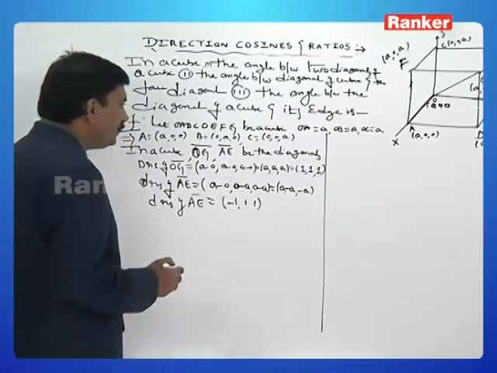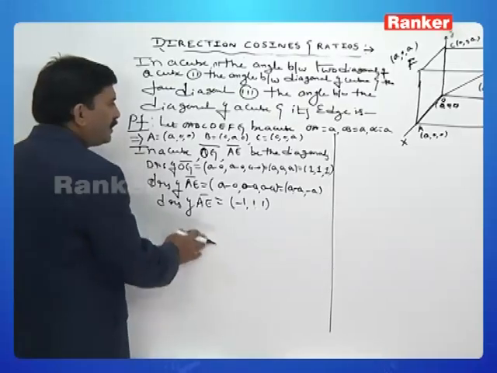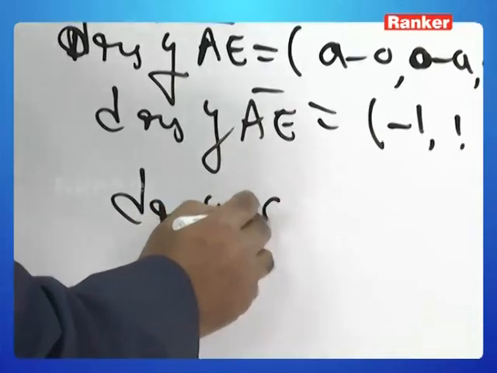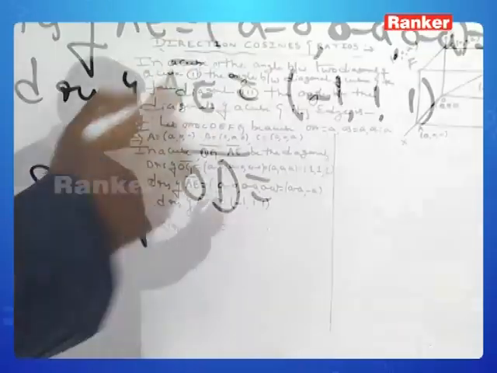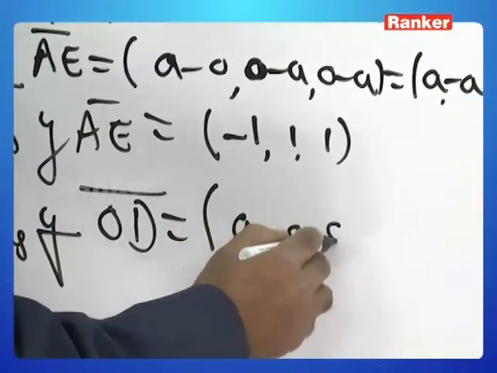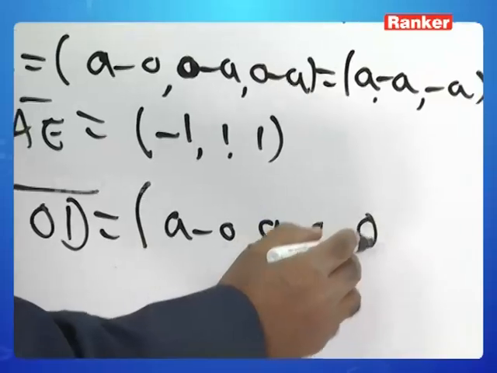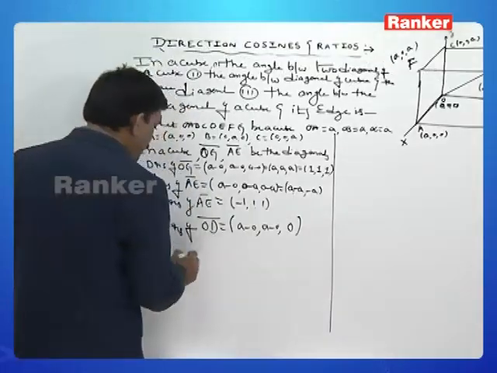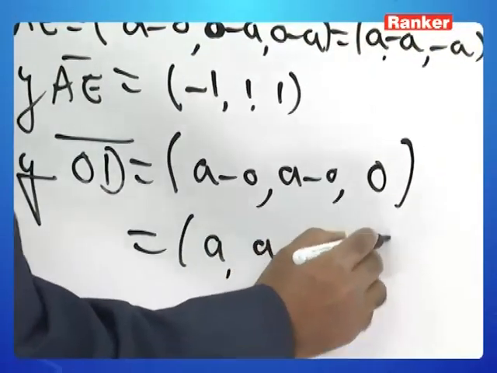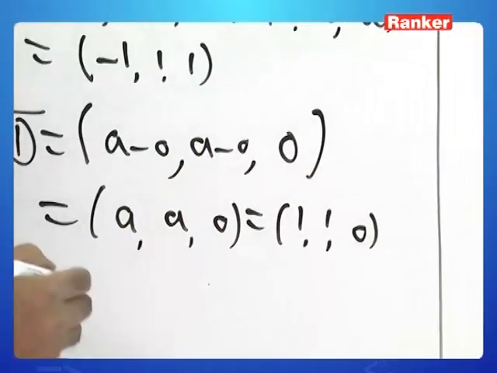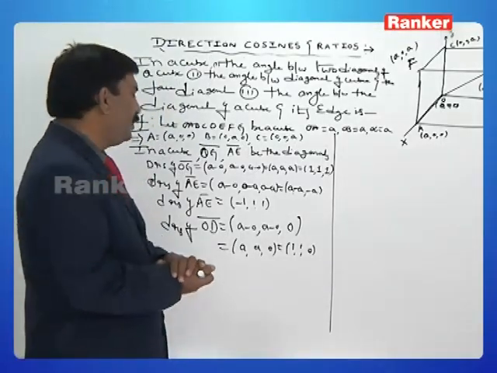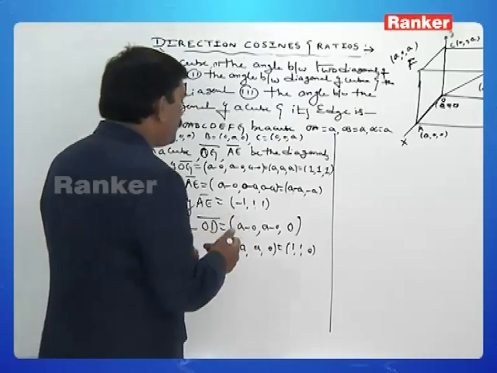Now let us go for the DRs of OD bar. What is the DR of OD bar? a minus 0, a minus 0, 0 minus 0. Therefore this is equal to a, a, 0, that is 1, 1, 0. Got it?